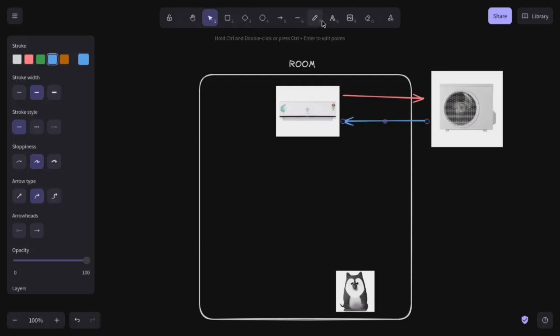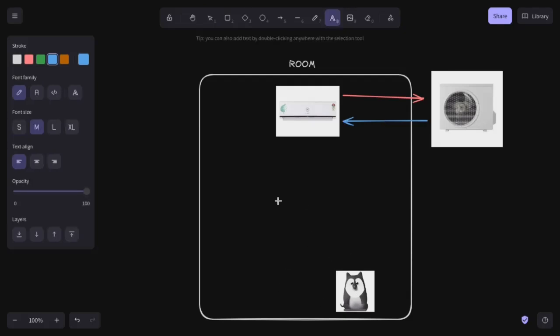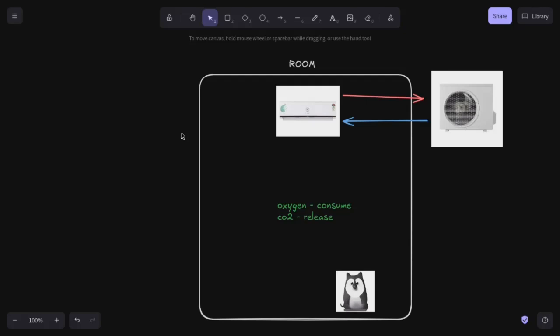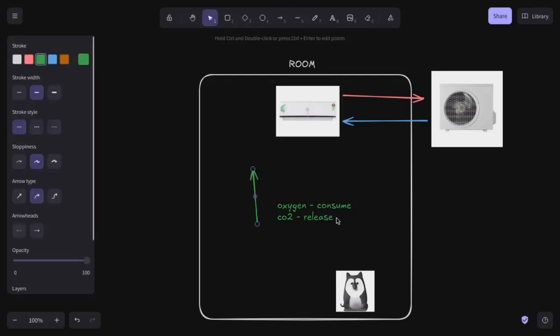So what happens is the people inside consume oxygen and release carbon dioxide, and as there is no air exchange, the contents in the room are not getting out. So the level of carbon dioxide is increasing, and the oxygen level is decreasing in the room.